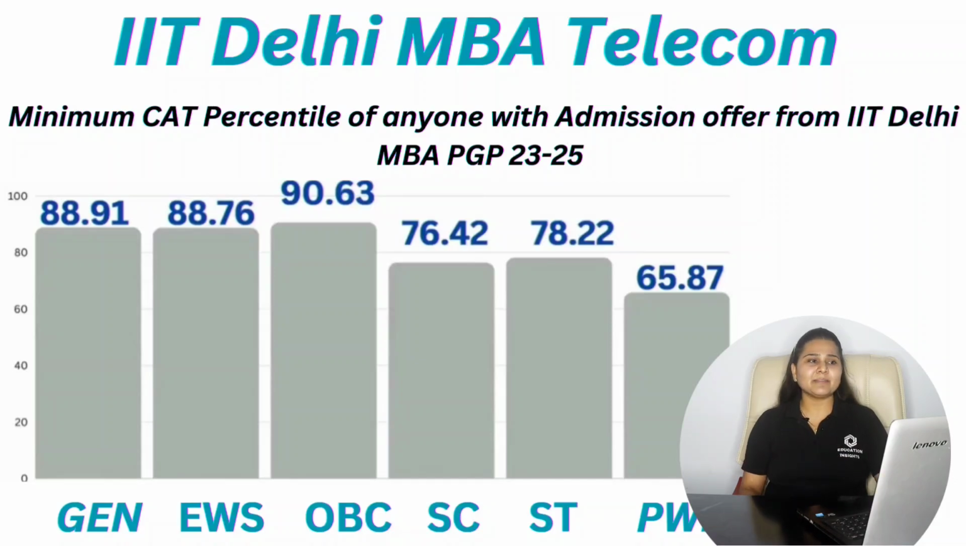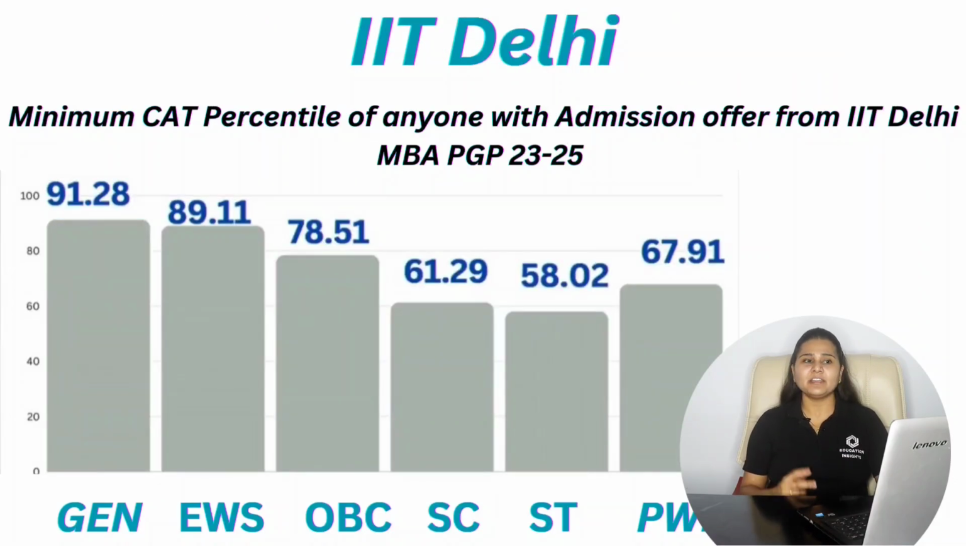Then if we consider the minimum CAT percentile of anyone with an admission offer from IIT Delhi for the MBA program for the batch of 2023-2025, then for the general category, it was 91.28 percentile. For EWS, it was 89.11. For OBC, 78.51. For the SC category, 61.29. For ST, 58.02 and for PWD, 67.91.